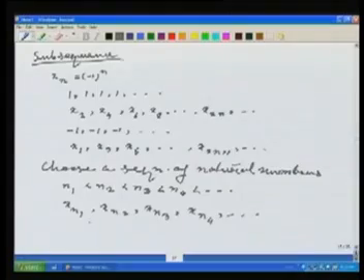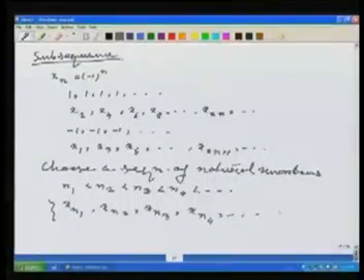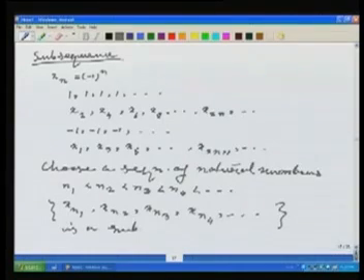It just means I have picked up certain terms from the sequence xn without changing their order, the way they were arranged exactly in the same way, but I have deleted certain terms. What this produces is a subsequence. This is a subsequence of xn.